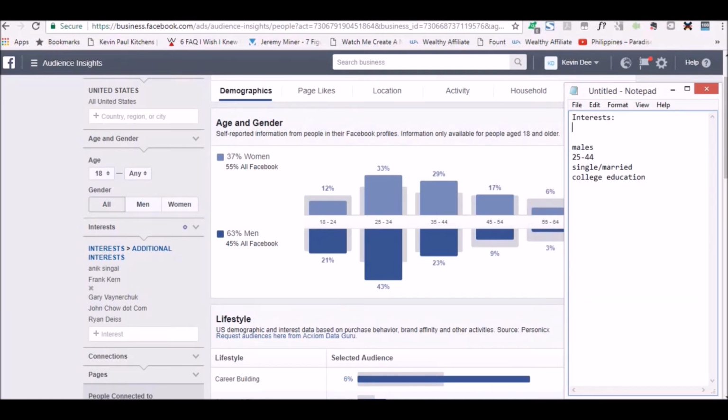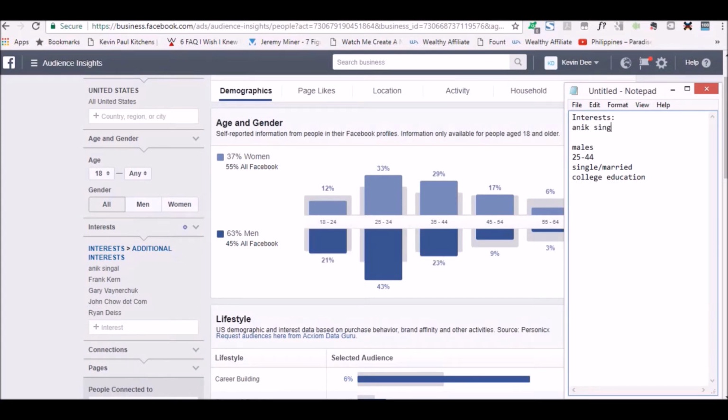so you're going to put in here each one of those people. So Anik Singhal, Frank Kern, Gary Vaynerchuk, John Chow, and Ryan Dice. So when you target on Facebook to begin with, when you set up your first ad and it asks you for interests, this is what you're going to put in, guys. You're going to put in this. And when it asks you for demographics, you're going to put in this.